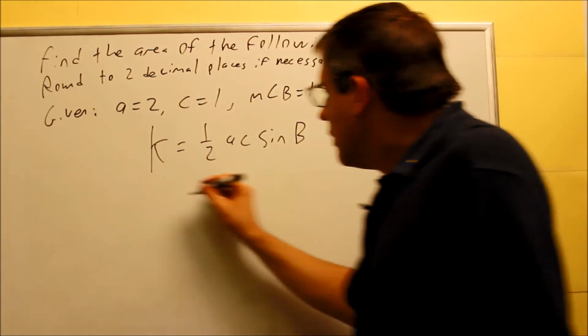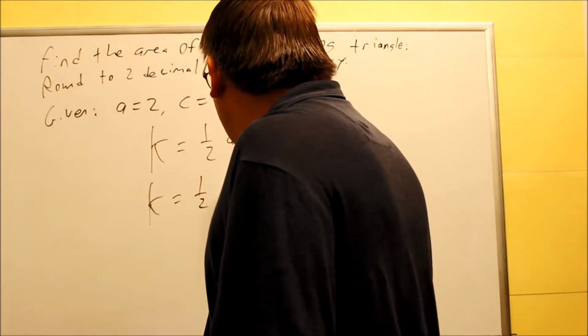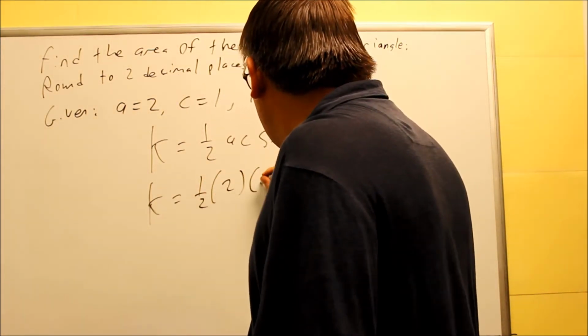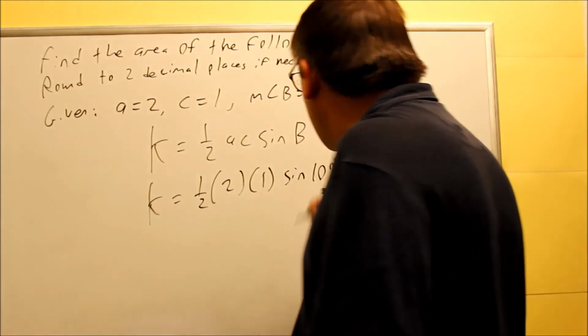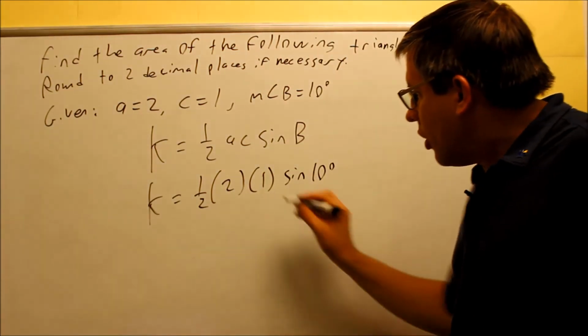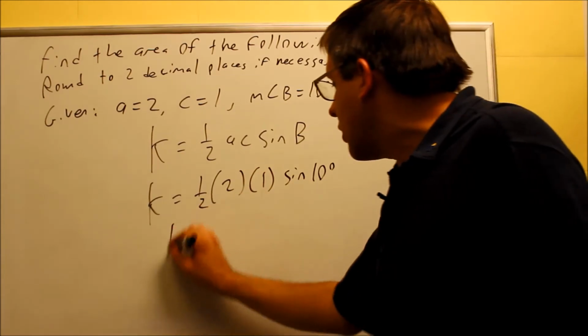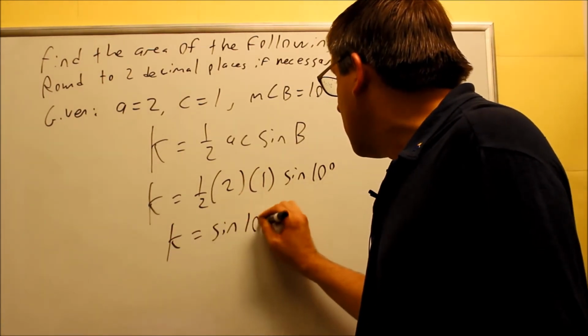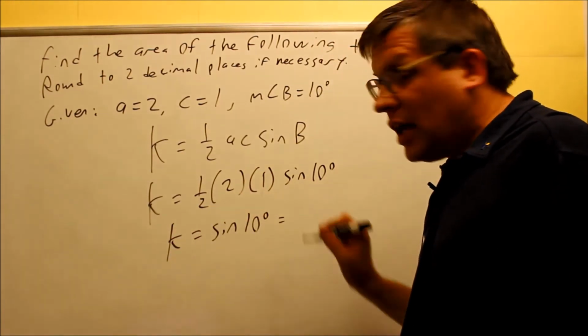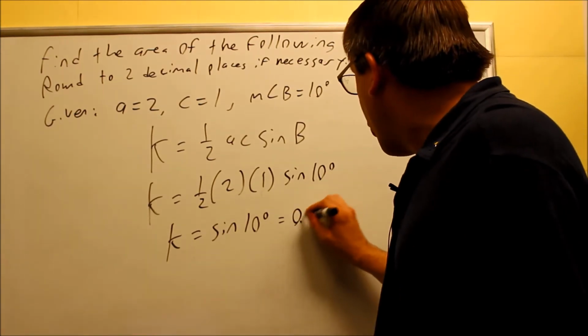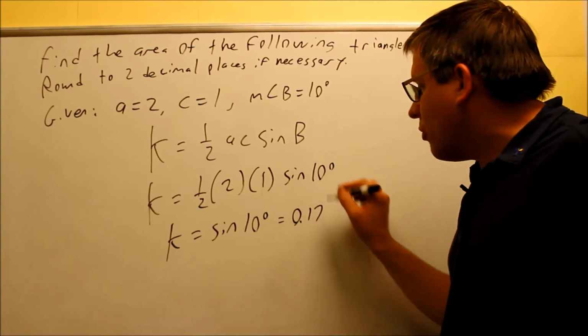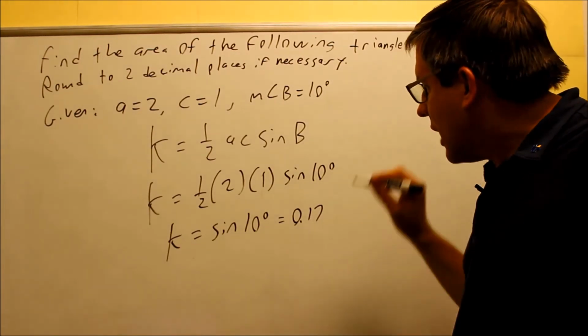Let's plug it in. And we get 1/2, a is 2, c is 1, and then we have sine of 10 degrees. Well, in this case, the 2's are going to cancel out, and you get K is equal to sine of 10 degrees. And we do want to round that to 2 places, so if you do, you're going to get about 0.17, rounded to 2 decimal places. That would be your answer.